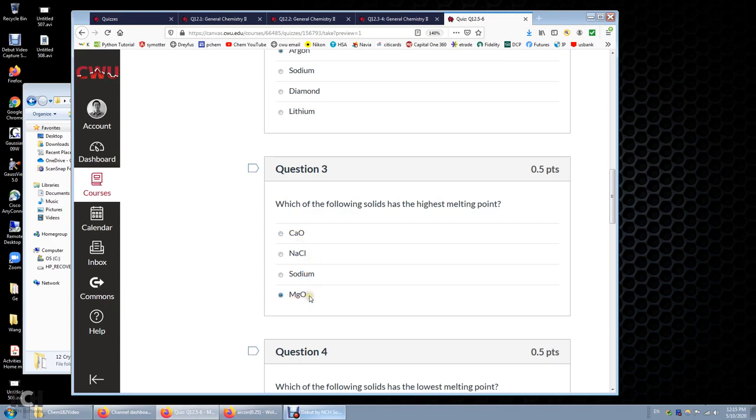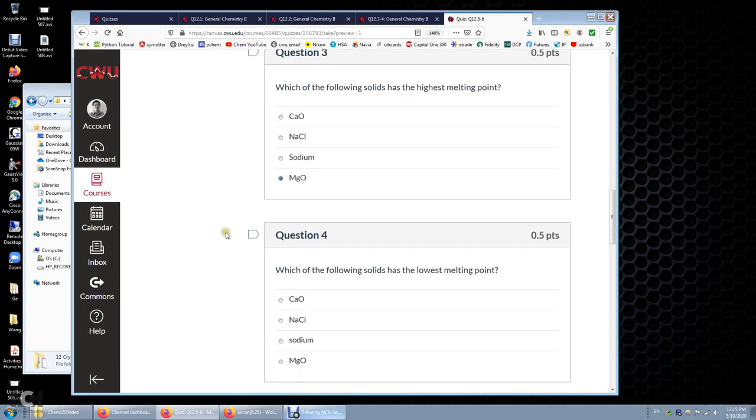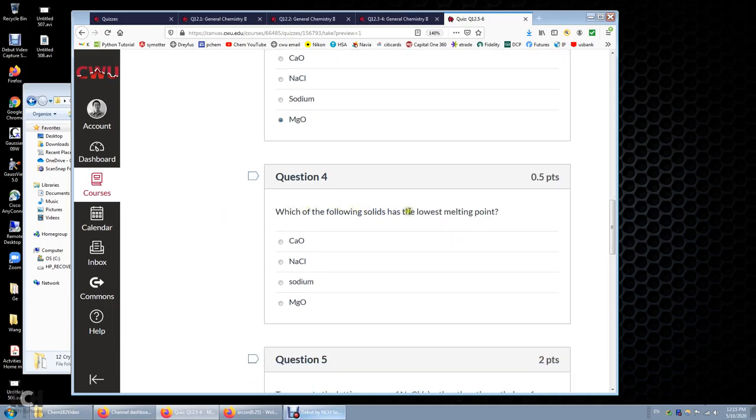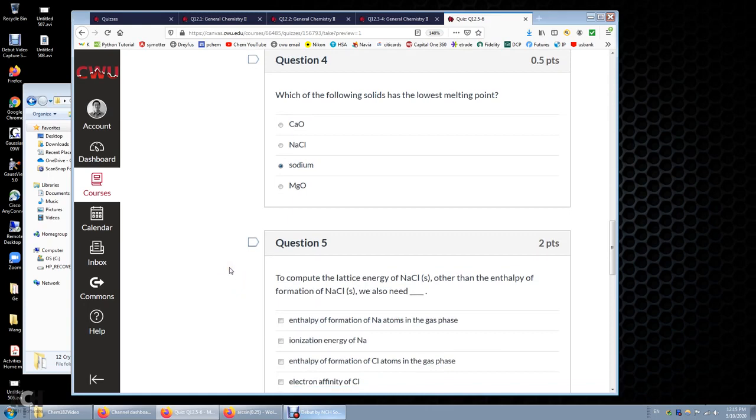And then what about the distance? Magnesium 2 plus has a smaller ionic radius than calcium 2 plus. So between these two ions, the distance is smaller, therefore greater attraction, highest melting point. So I think magnesium oxide has a really high melting point, maybe 2000 degrees Celsius. Which of the following solids has the lowest melting point? Ionic. They have really high melting points, so sodium, metallic. Metallic bonds are weaker, or even much weaker than ionic bonds.